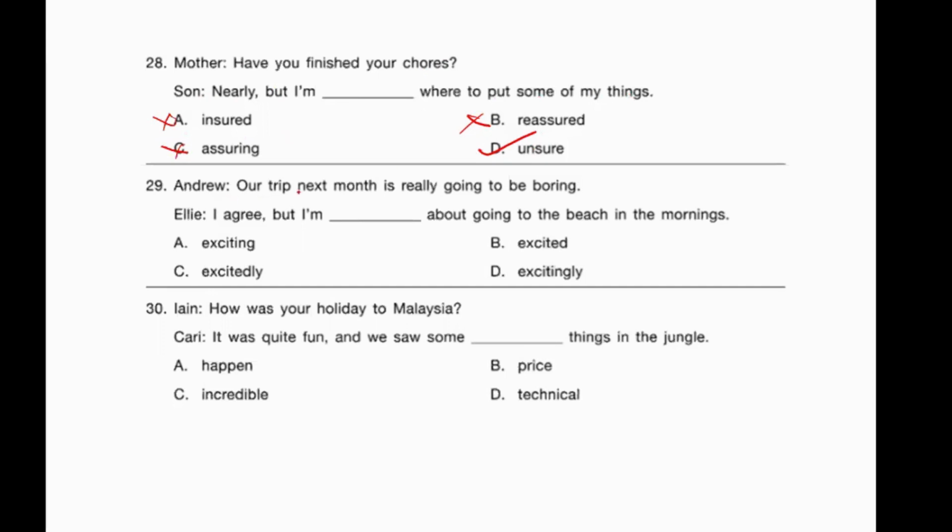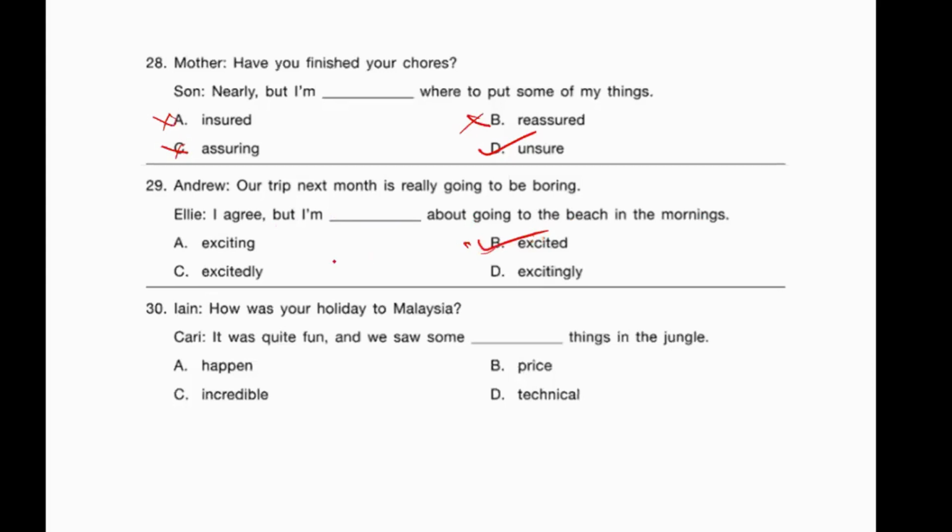Andrew: Our trip next month is really going to be boring. Ellie: I agree, but I'm dash about going to the beach in the mornings. So, how do we feel? We feel excited. The same way Ellie is saying, I agree, but I'm excited about going to the beach in the mornings. Okay, so option B is the correct answer.